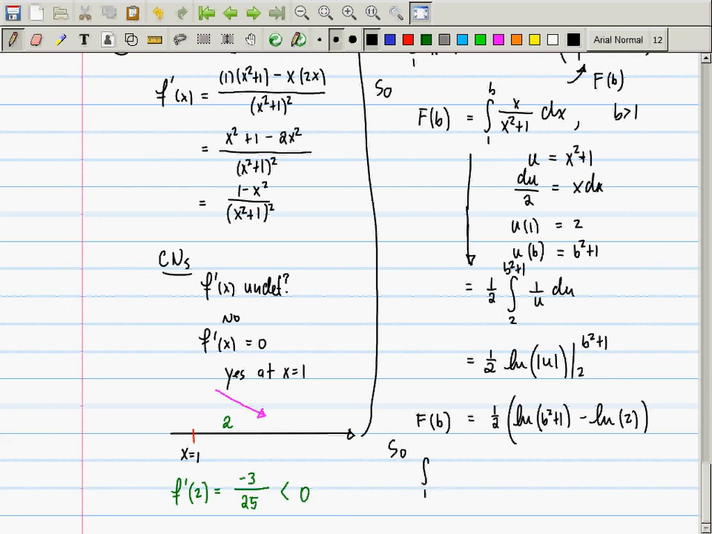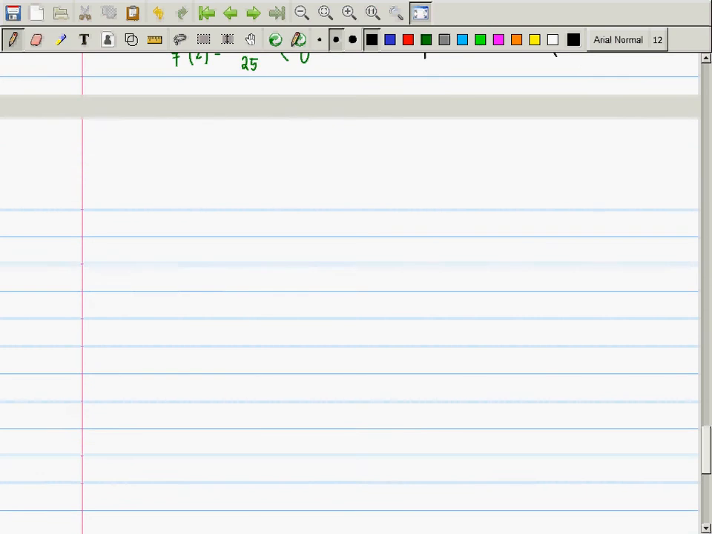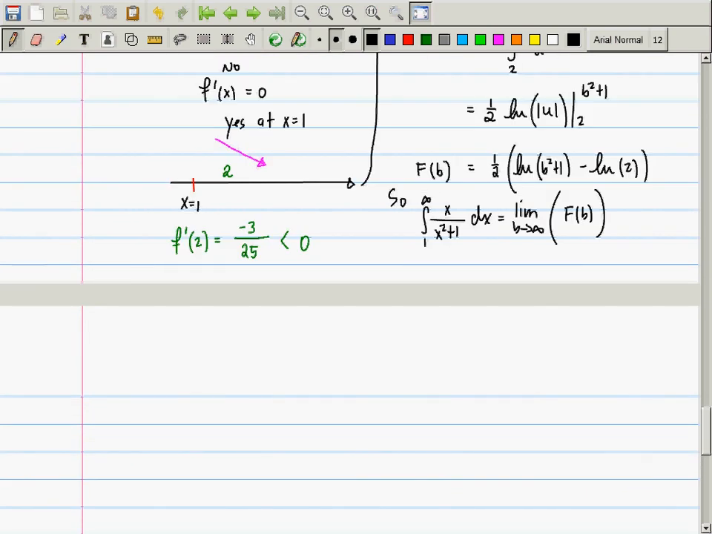So the integral from 1 to infinity of x over x squared plus 1 dx is the limit as b goes to infinity of this expression, F of b. And so the question is, what do each of those terms do as b goes to infinity? What does the log of 2 do? Nothing, right? It stays the log of 2. What does b squared plus 1 do as b goes to infinity? It goes to infinity. So what does the log of an argument which is going to infinity do? Also goes to infinity. So this diverges. So the integral diverges. Have we answered the question?